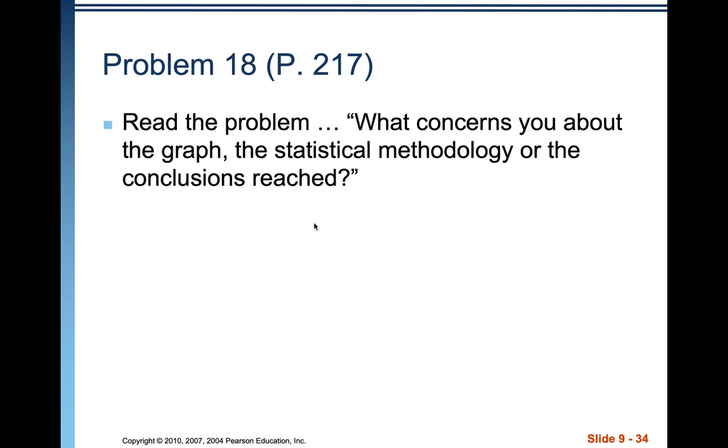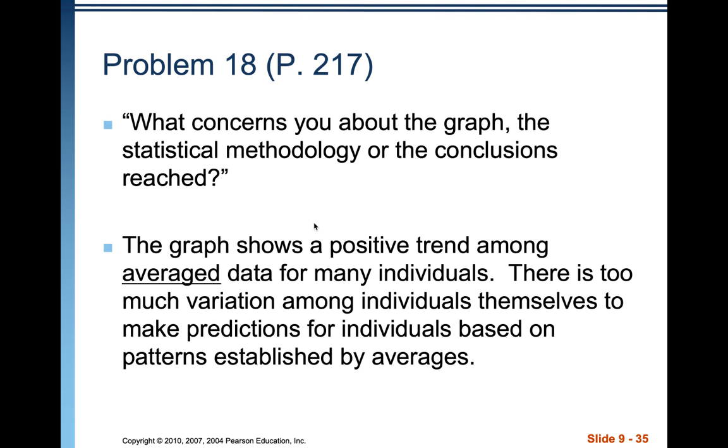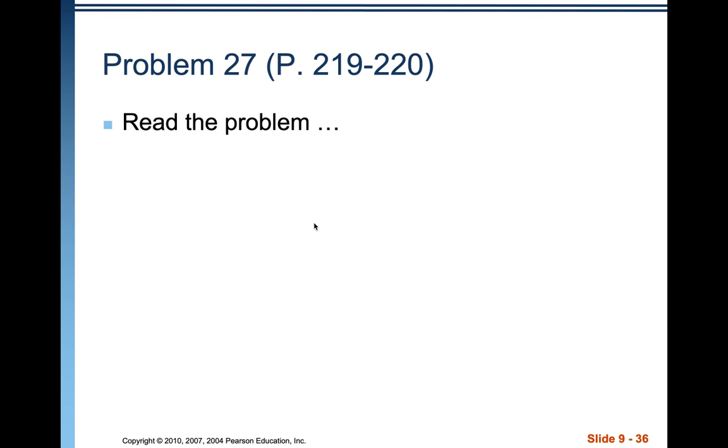Okay, so read the problem on page 217, number 18. What concerns you about the graph, the statistical methodology, or the conclusions reached? The graph shows a positive trend among average data for many individuals. There is too much variation among individuals themselves to make predictions for individuals based on patterns established by averages. All right, we're doing lots of examples. Read problem 27.